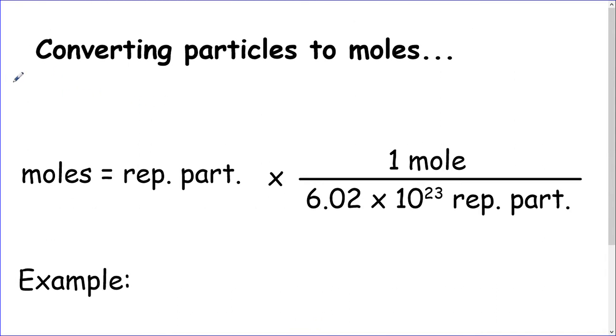So let's go through converting particles to moles. There's a little bit of an equation here that I would really encourage you to copy down, because it will help as you start this converting process. If I want to know moles of something and I have representative particles, I'm going to multiply by 1 mole on the top over 6.02 times 10 to the 23 representative particles on the bottom. And remember, representative particles could be atoms, could be molecules. It just depends on the context of the question. It takes 6.02 times 10 to the 23 of something to be classified as a mole.